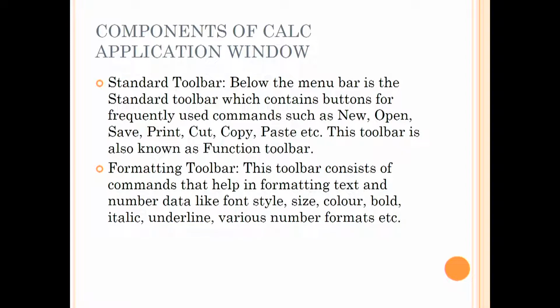The fourth major component of the CALC application window is the formatting toolbar. This toolbar consists of commands that help in formatting text and numbers data, like font style, size, color, bold, italic, underline, various number formats, etc. If you want to style your data, bold the selected data, add special effects such as bold, italics, underline, or change the font size, font style, the color of the cell, the color of your font, then that can be done using the formatting toolbar.